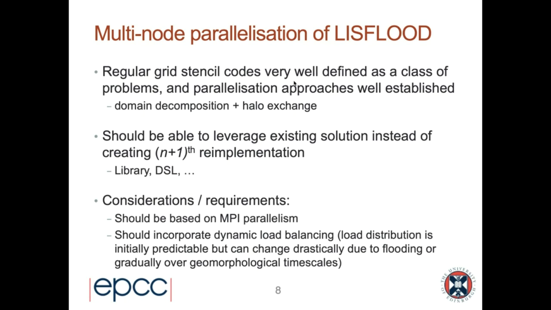When we think about how to parallelize this model for multiple nodes, we want to take a step back and think, okay, it's a stencil code and it's a regular grid. So this is a very well-defined and well-understood class of simulations, and parallelization approaches in general are very well established for this. Namely, you do some kind of domain decomposition, where you split the domain up into regions and assign each region to a processor, to a core, and do halo exchange on the boundaries, given that that is all that is needed with a stencil code to apply the stencil between neighboring cells.